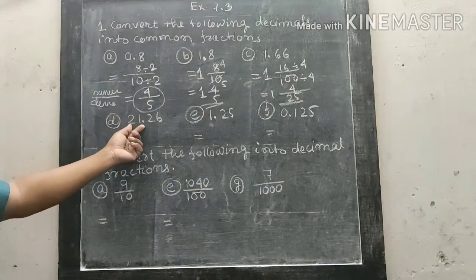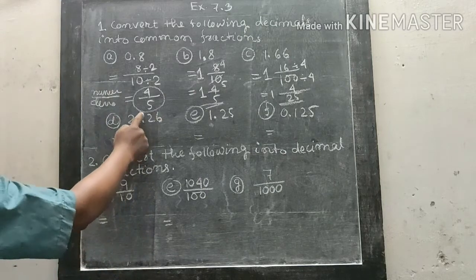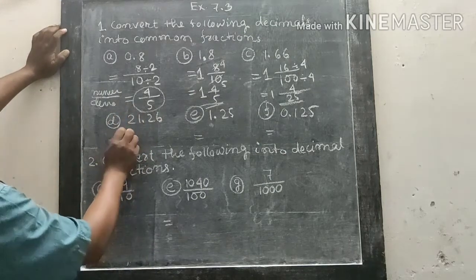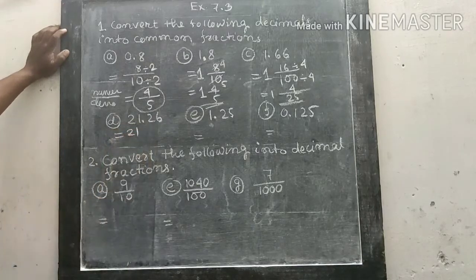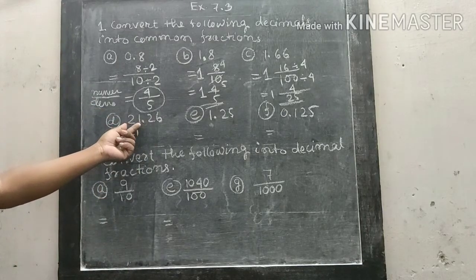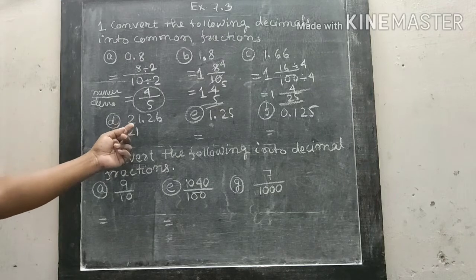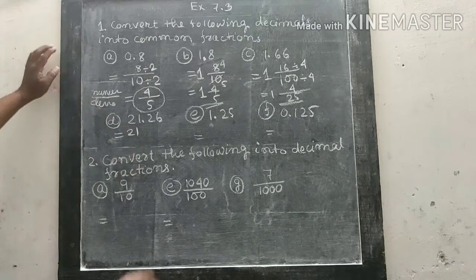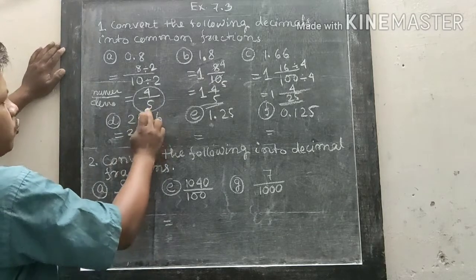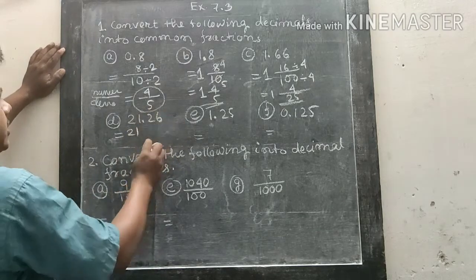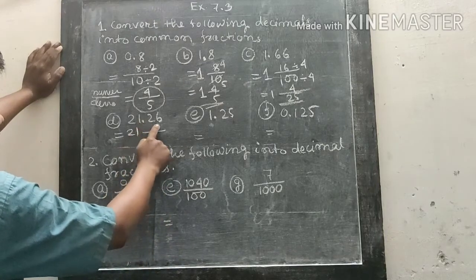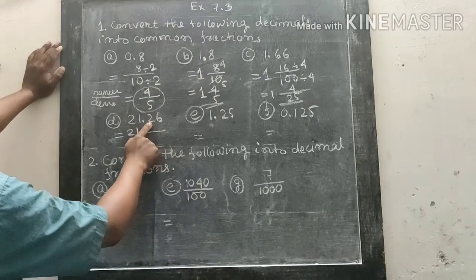Now here also, what is this 21? 21 is the whole number. We shall not change the whole number, so we write it as it was. So 21 will come as it was. Then 0.26. Our work is on 0.26. So the place value of 26 is hundredth.